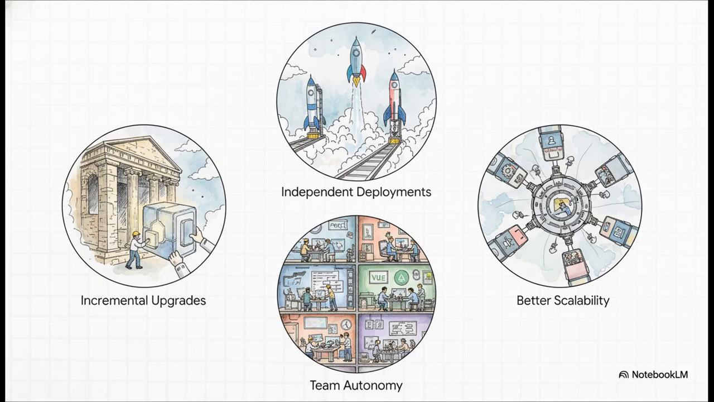So why does all this matter? What's the big deal? Well, independent deployments mean the checkout team can push a critical bug fix right now without having to wait for the search team's big new feature. It gives teams real autonomy. It speeds up development like you wouldn't believe, and it just makes the whole system easier to scale and maintain as you grow. It's all about moving faster and safer.